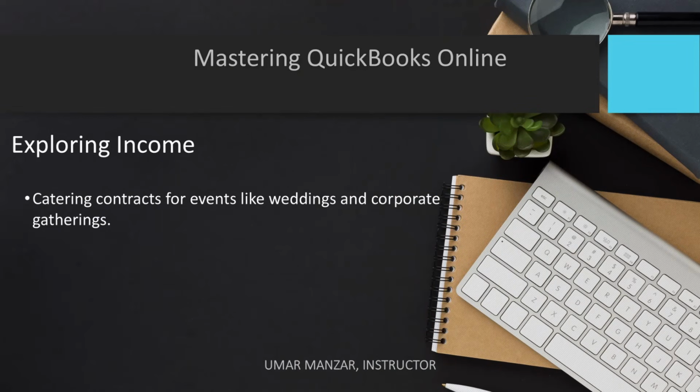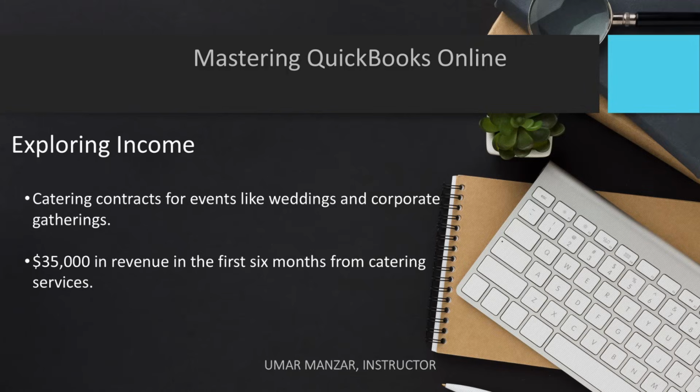Next, let's dive into income. Flourish Bakeries generates its income through catering contracts for events like weddings, corporate parties, and private gatherings. In the first 6 months of operations, the company earned $35,000 in revenue from its catering services. This income represents the heart of the business, as it covers the day to day expenses and allows Maya and Alex to reinvest in growth.